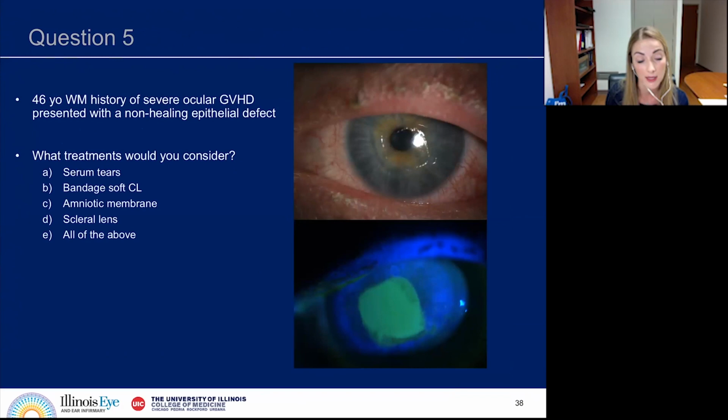So for my last question, this is a 46-year-old white male with a history of severe ocular graft versus host disease who presented with a non-healing epithelial defect. What treatments might you consider?